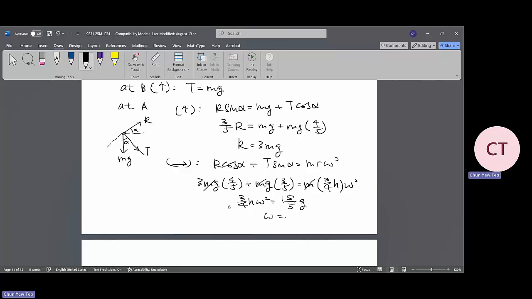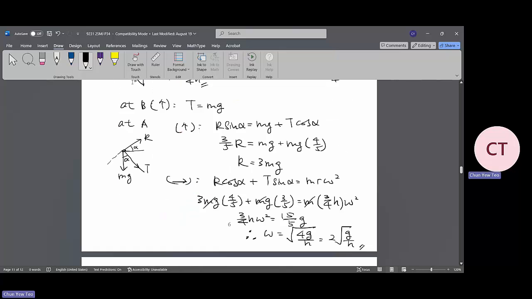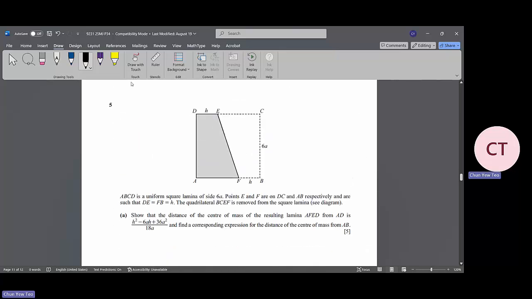So your omega is actually equal to the square root of 4g over h, or you can write it as 2 square root of g over h. Done. This will be the answer for question number 4. Move on. We have question number 5.